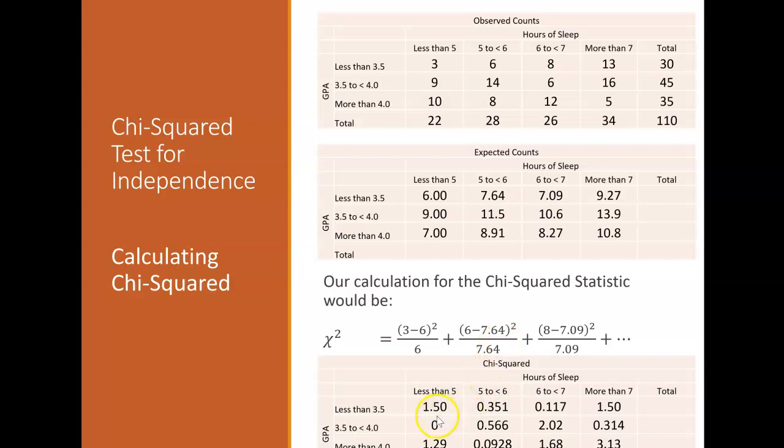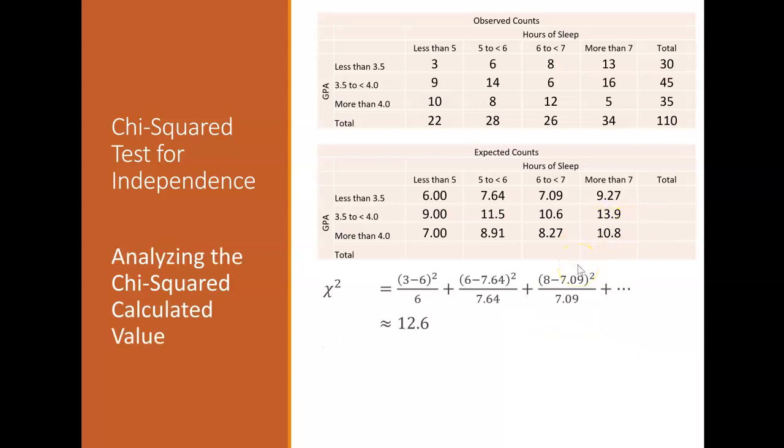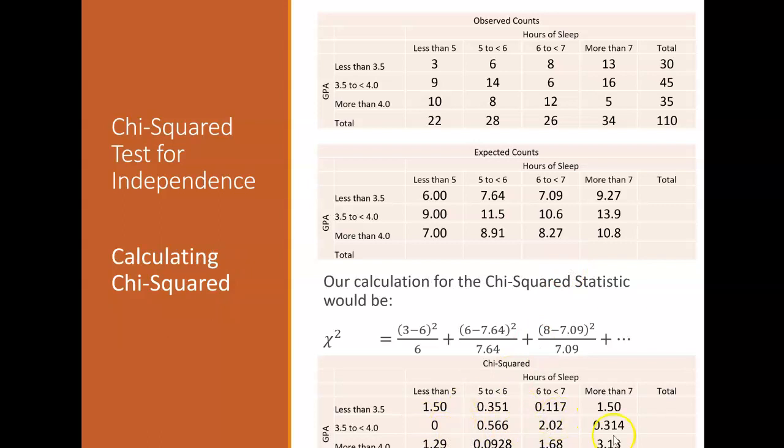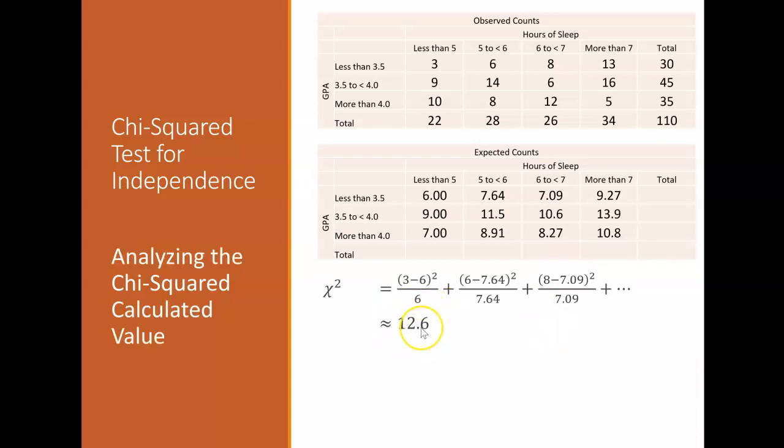And this table is just each one of these calculations, right? So like 3 minus 6 squared over 6 is just this number here. 6 minus 7.64 squared over 7.64 is just this number here. All I'm doing is storing these somewhere so it's easy for me to grind out the numbers later on. We'll do this to calculate for your IA. And when I add up all these cells, we get about 12.6.